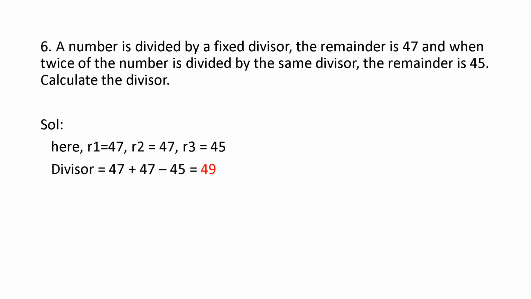Now, sixth question. A number is divided by a fixed divisor. The remainder is 47, and when twice the number is divided by the same divisor, the remainder is 45. Here also, R1 is equal to 47, R2, again you have to take 47, and R3 is 45, given in the question. So 47 plus 47 minus 45, and that is 49.